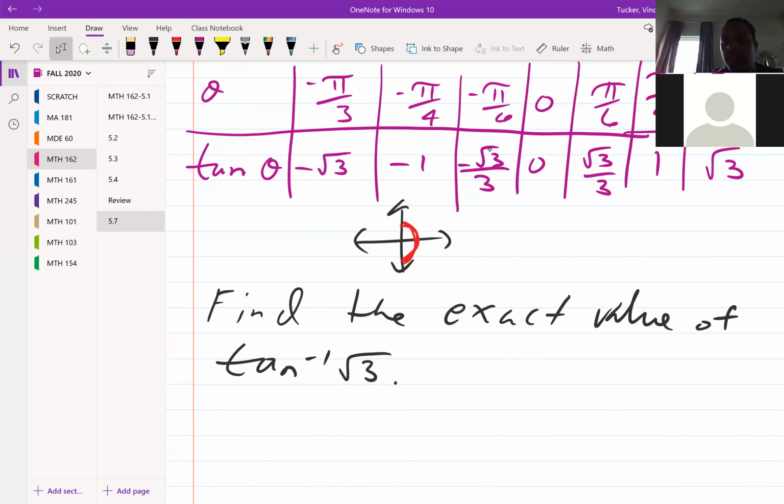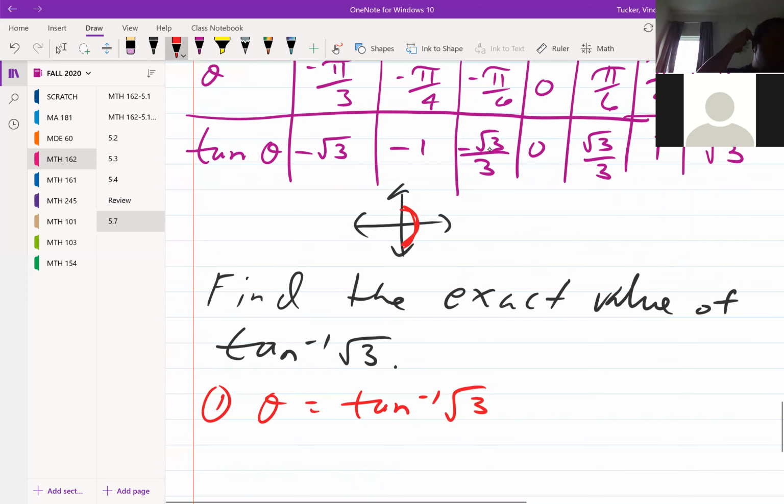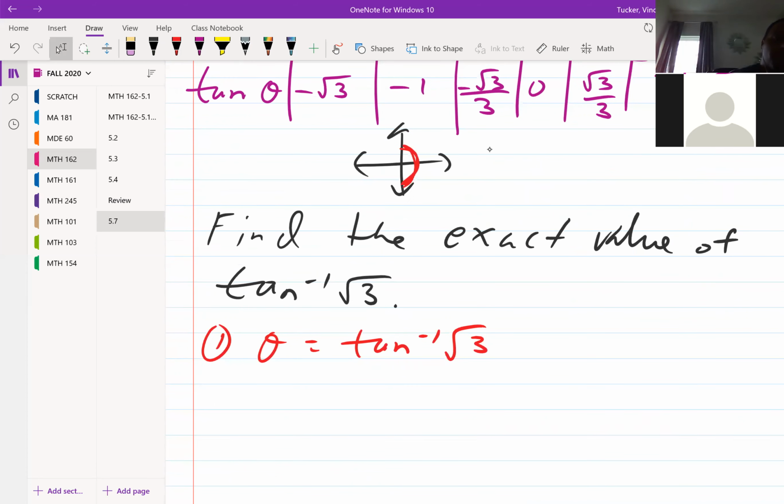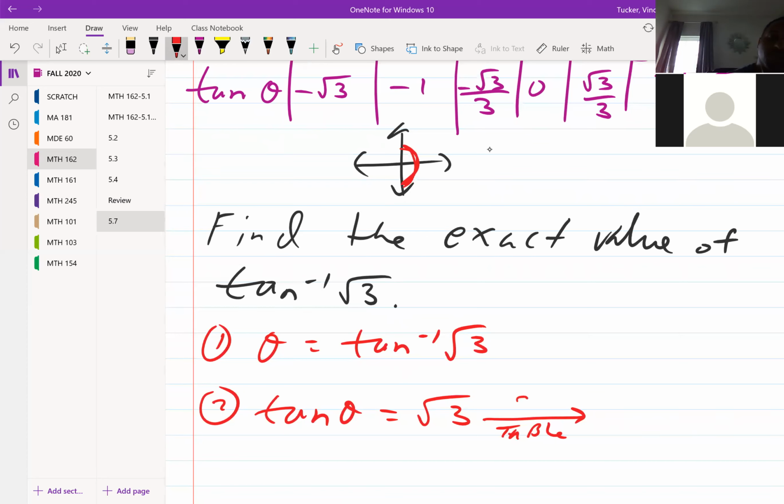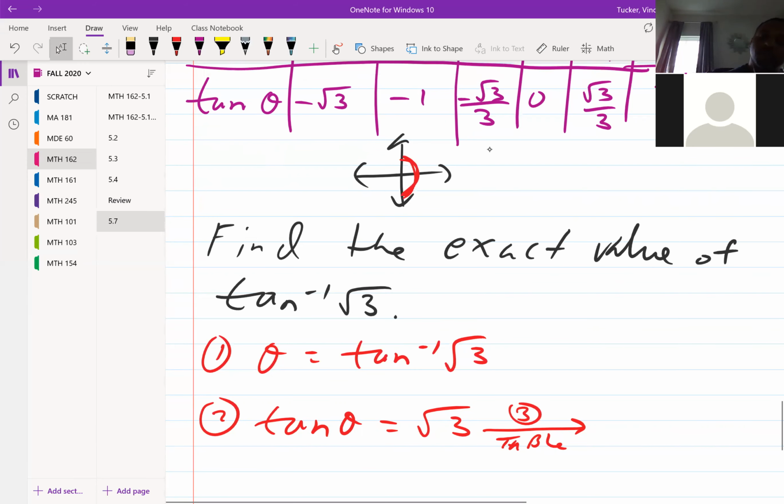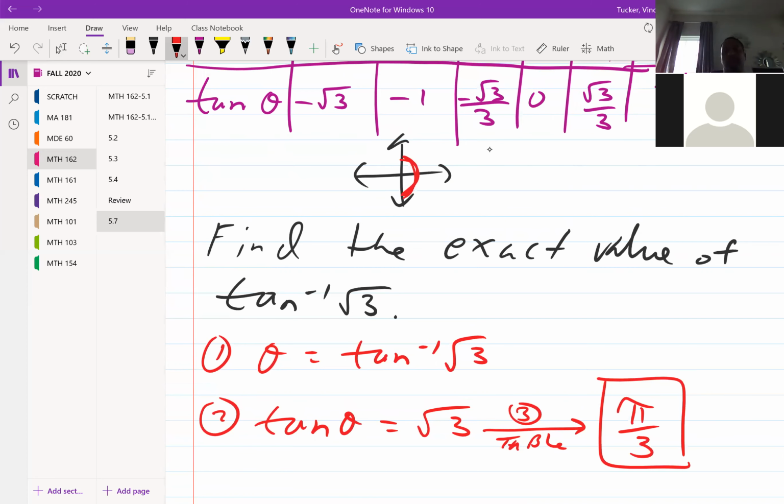All right, so let's look at: find the exact value of tan inverse of square root of 3. Once again, we'll follow the same process. Let theta be equal to tan inverse square root of 3. Tan theta is equal to square root of 3. Go to the table for the third step. Square root of 3 is right here, and that is pi over 3.